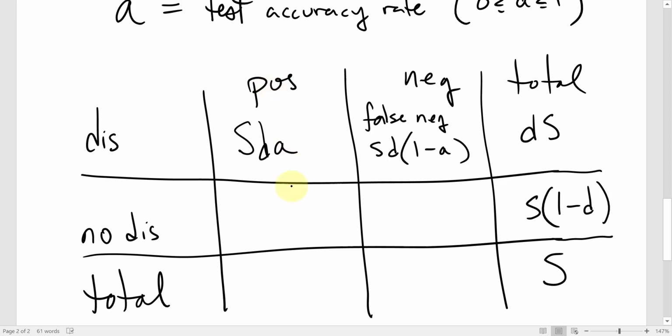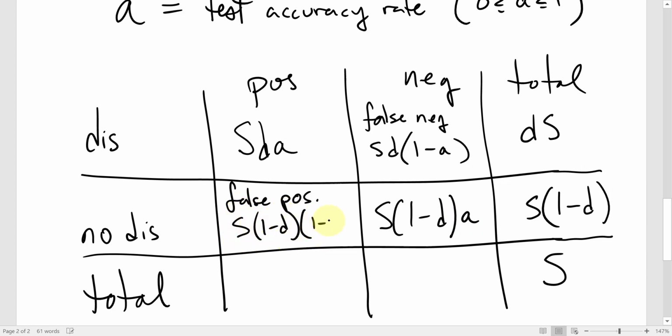And down here we have people that test positive but don't have the disease. These are false positives. And how do we compute that? So what I could do is take this number right here and multiply by the accuracy. So this would be S times 1 minus D times A. Because this accuracy rate represents how many people would actually test negative out of those people that don't have it. That's what that number would be right there. And so it's just the complement of that number, 1 minus A, that has to go into this box. So this is S times 1 minus D times 1 minus A.